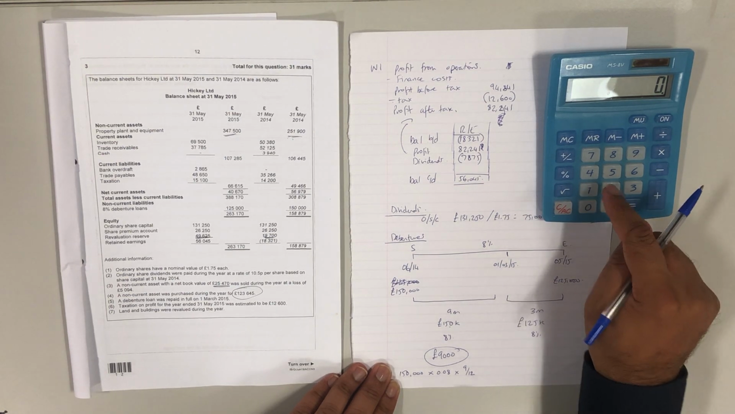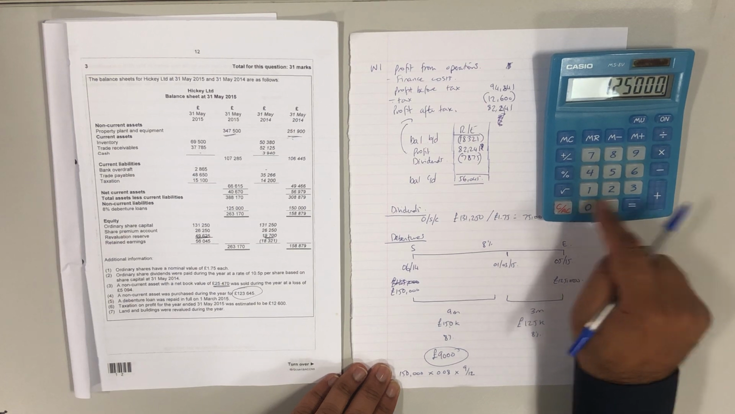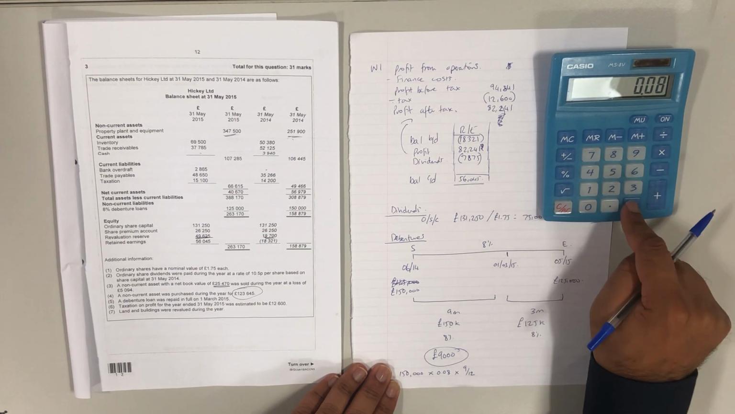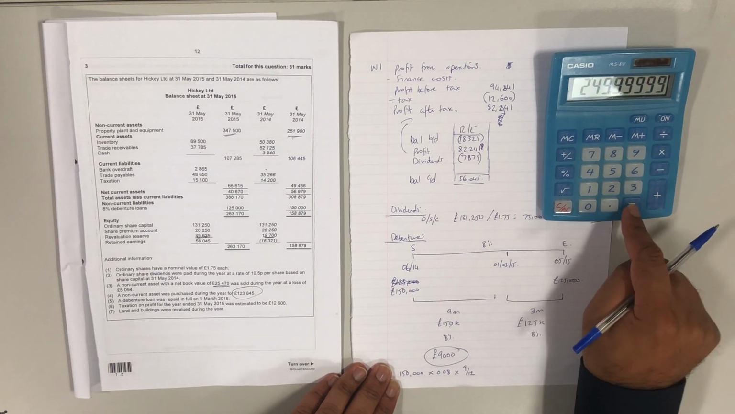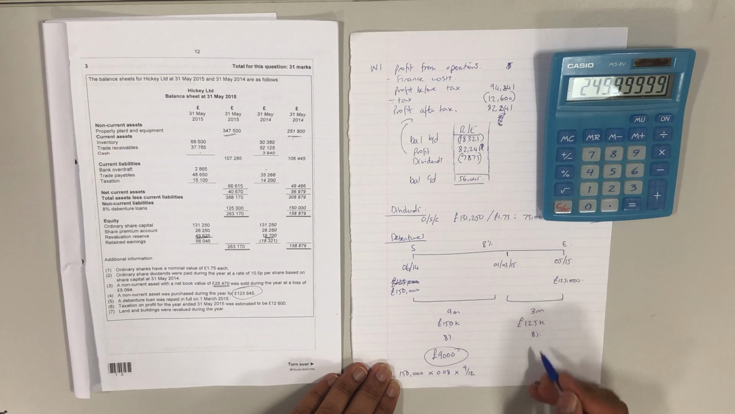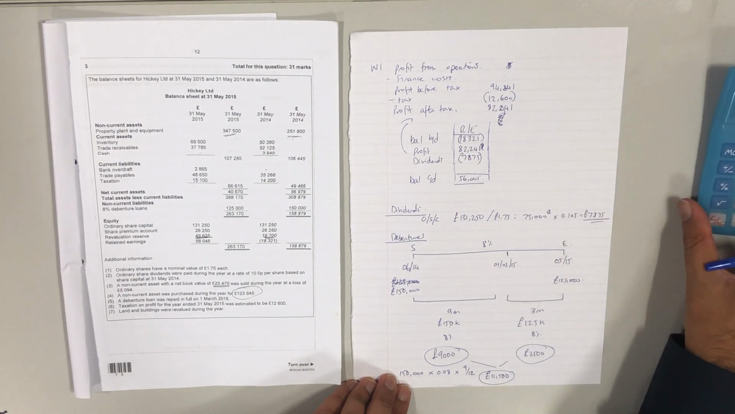Have a go yourself. I'm going to do it now, so you might want to pause the video. 125 times 0.08 divided by 12 times by 3. Now that's giving 2,499. It's 2.5 grand. Just round it, 2.5. Okay, and if we combine the two, we have £11,500. Okay, that is your finance cost over here.